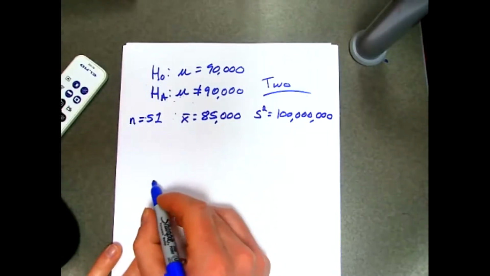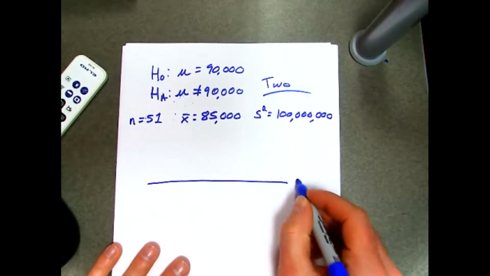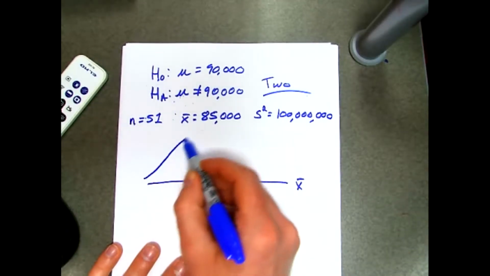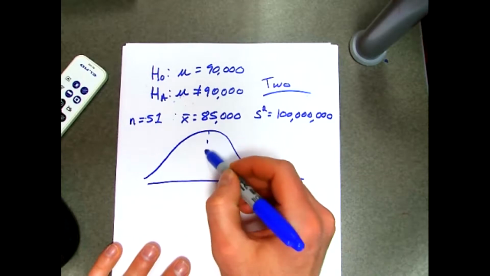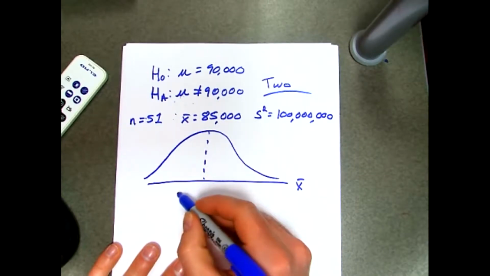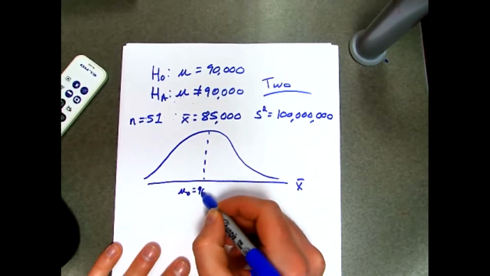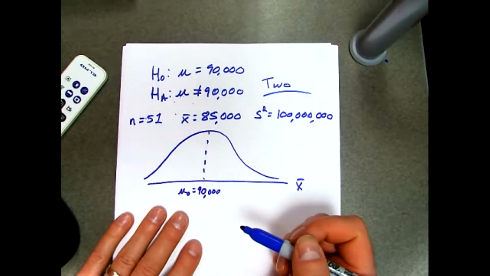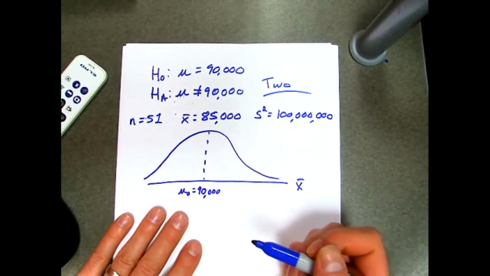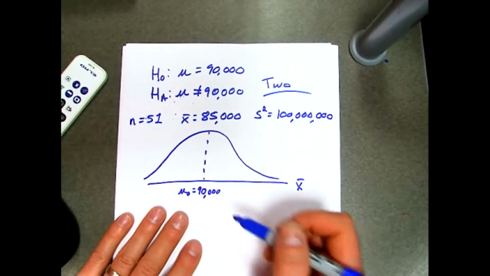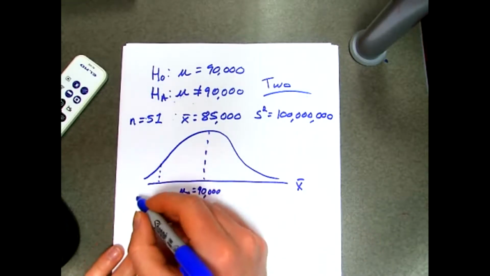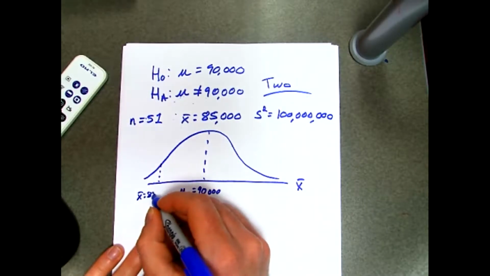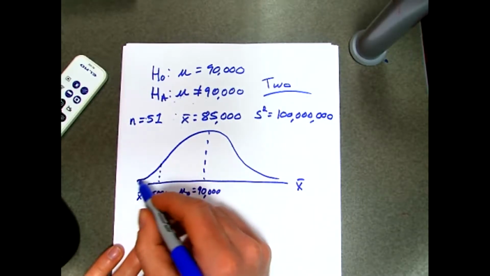So the next step, just to have a nice visual, is think about, okay, what does this distribution of my sample means look like? Well, it should be centered around the true mean, but I've got an assumed true value for that. So if I assume that the mean is 90,000, then they should be centered around that, if that in fact is true. Well, I saw this sample mean of 85,000 over here.